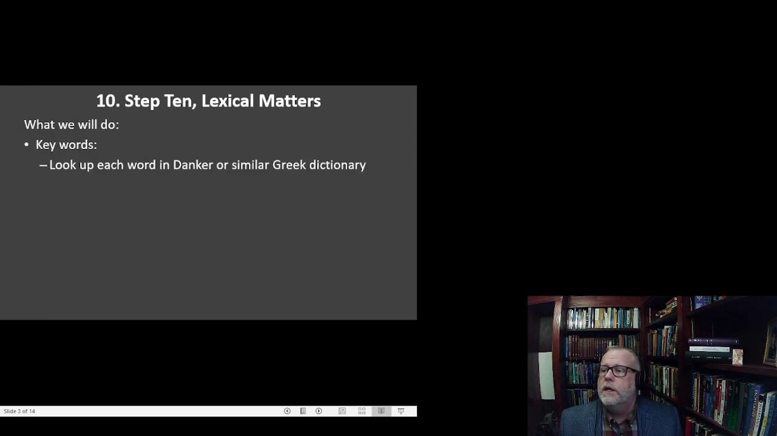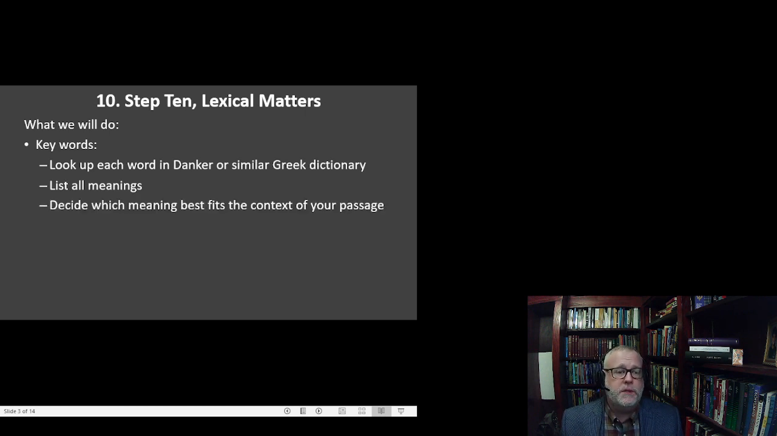All right. Look up each word in Danker or a similar Greek dictionary. I don't know what all dictionaries you might have access to, but dictionaries I recommend are either Montanari's from Brill, Danker's, or Liddell Scott Jones. These are all excellent dictionaries and widely used and appreciated in the world of biblical scholarship. List all the meanings that are provided in the dictionary. Decide which of those meanings best fits the context of your passage. Your passage might actually be listed in a dictionary entry. If it is, mention that.